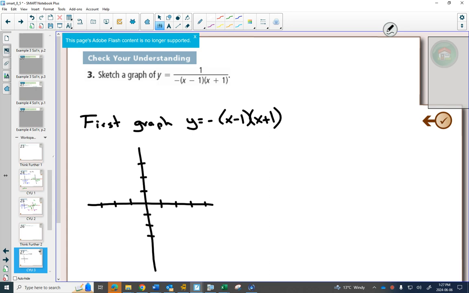Okay? So I might take this and I would say, I know that there's an x-intercept at 1, and there's an x-intercept at -1. You might want to multiply this one out. Can you see that if you multiply this out, this is a difference of squares, which would give you x squared minus 1. And if you distributed your negative, you'd get negative x squared plus 1, which is a parabola that opens down.